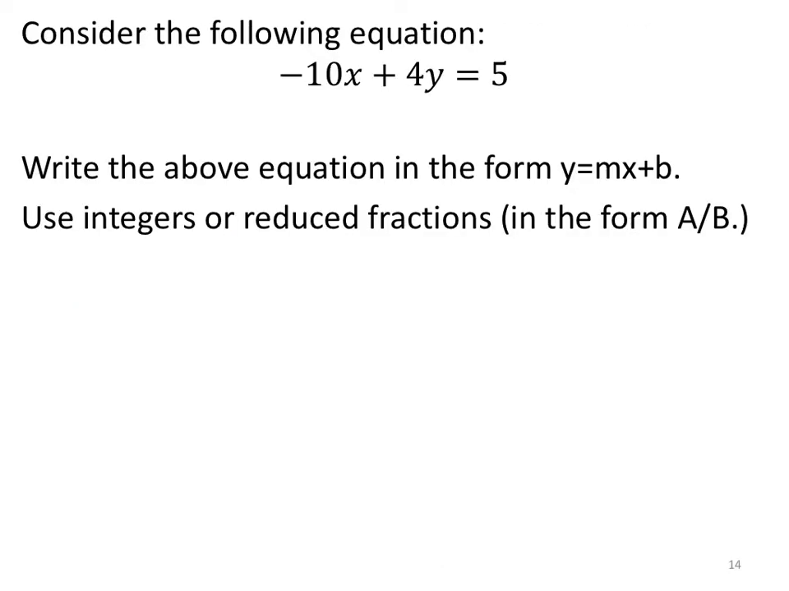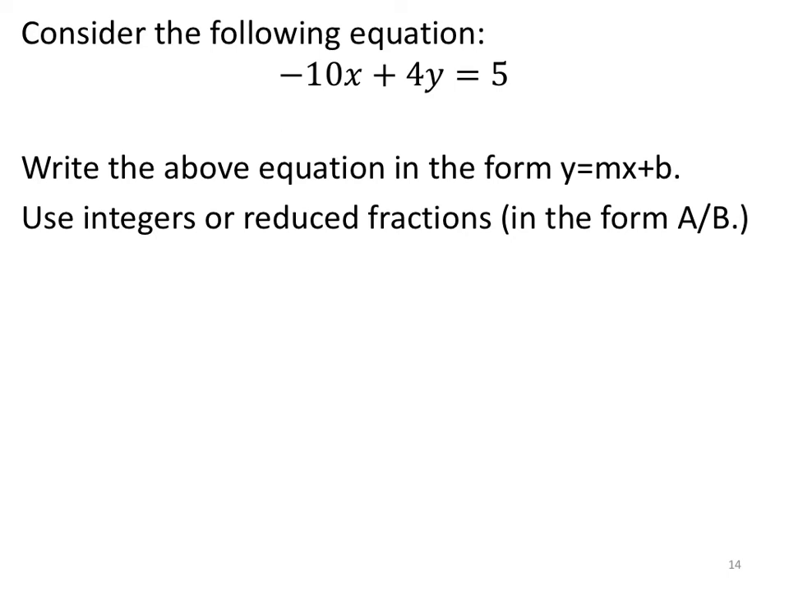Consider this equation. Write the above equation in the form y equals mx plus b, whose integers are reduced fractions. So no mixed numbers, which we hate. I think we did something like this last time. This is just equation manipulation, specifically for y. So we're going to solve this equation for y, and whatever that comes out to be will be our slope-intercept form. So if I were to do this one then, I would need to get rid of that negative 10x.